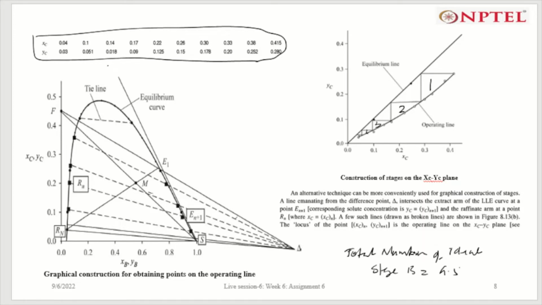In the previous method we calculated 4 stages, and here it is 4.5. The difference probably occurs because of the error in drawing the tie lines. And this method is simpler and more convenient compared to the previous one.